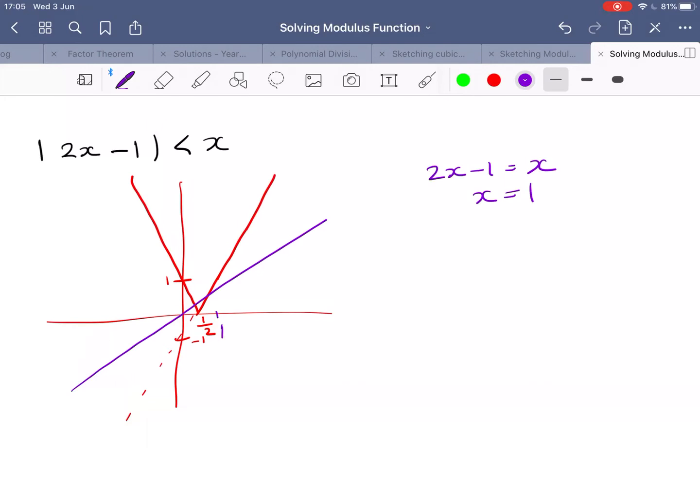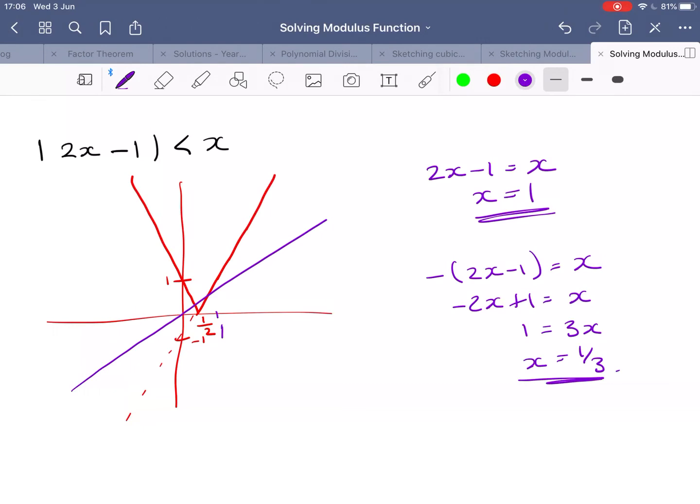And then for the second solution, I want to know when the negative version of the modulus line meets the line y equals x. So for that, I say minus (2x minus 1) equals x. So minus 2x plus 1 equals x. So 1 equals 3x, so x is 1/3. So that's the value there, which is 1/3.